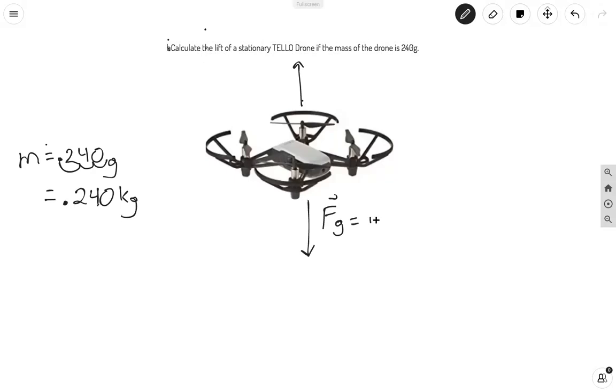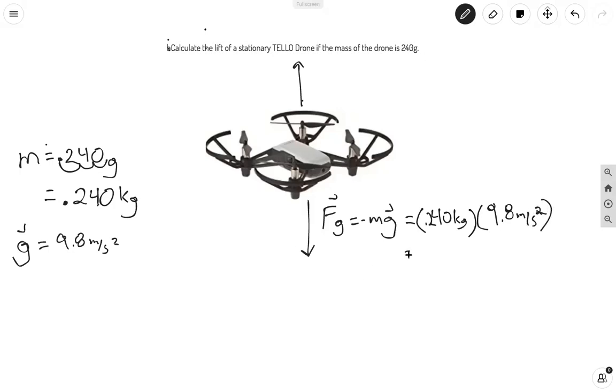is the mass times the acceleration due to gravity, negative because it's going down. So g we know is 9.8 meters per second squared. So it's going to be 0.240 kilograms times 9.8 meters per second squared.